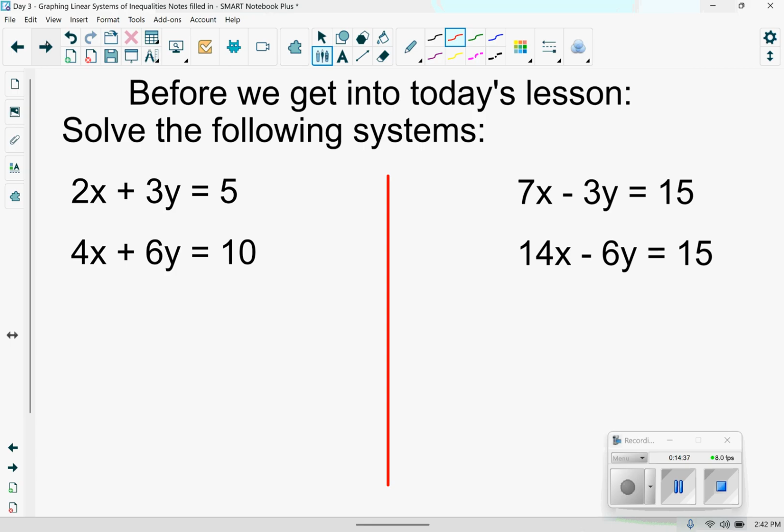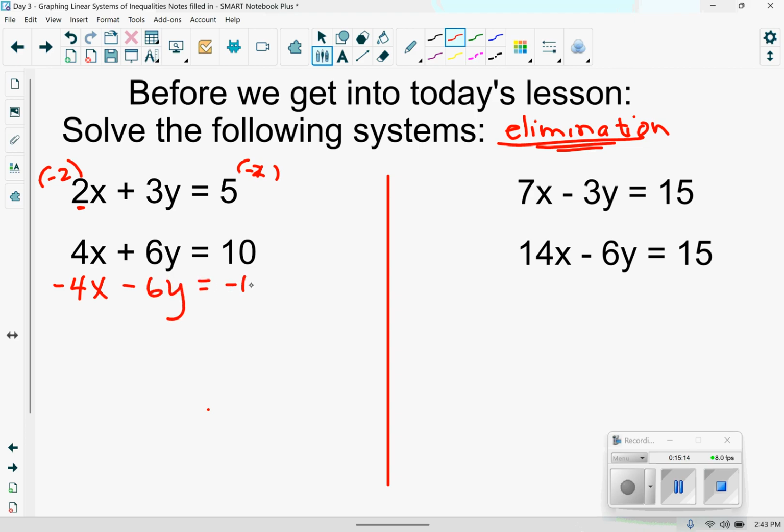Let's solve these systems by the elimination method. A quick review for that. With the elimination method, remember you're trying to get either your x's to go away or your y's to go away. You do that by adding opposites to one another. In this first problem, I want to turn this 2 into a negative 4. So I'm going to multiply everything in that first equation by negative 2. That gives me negative 4x minus 6y equals negative 10.